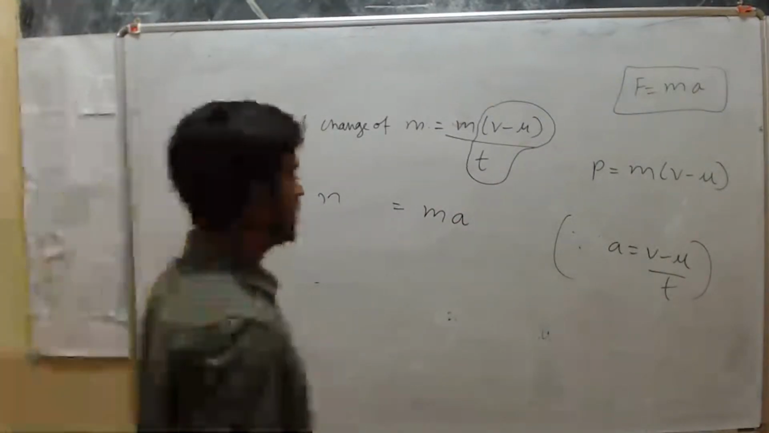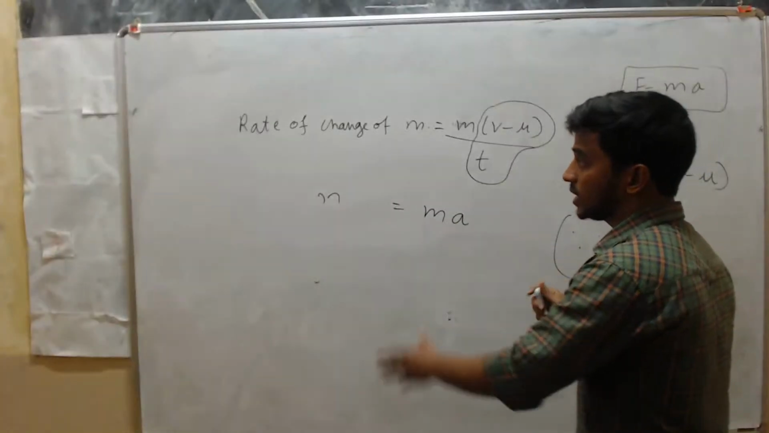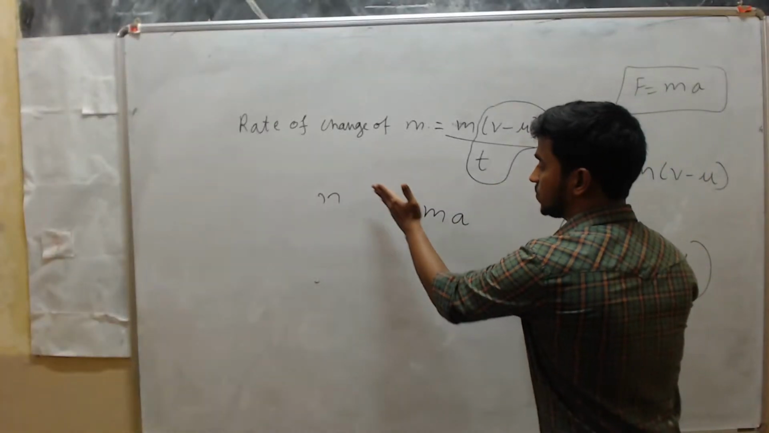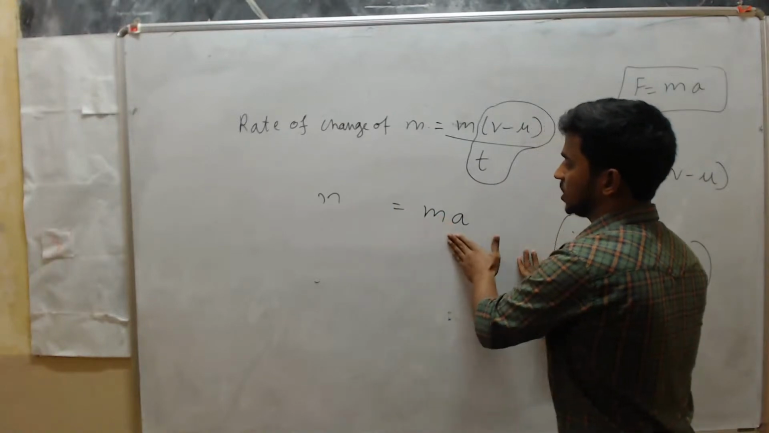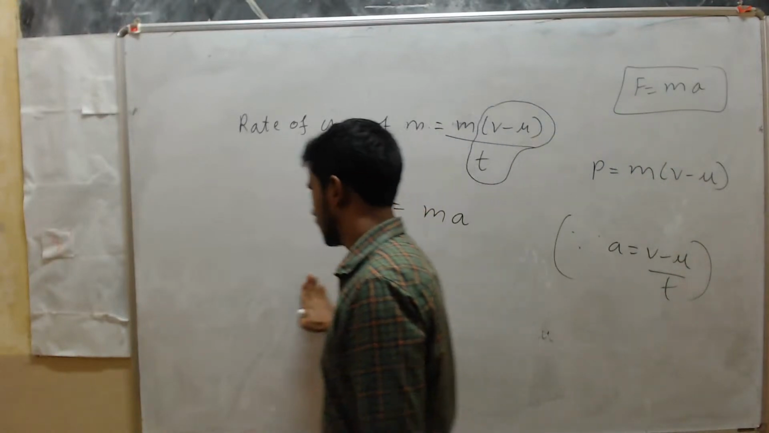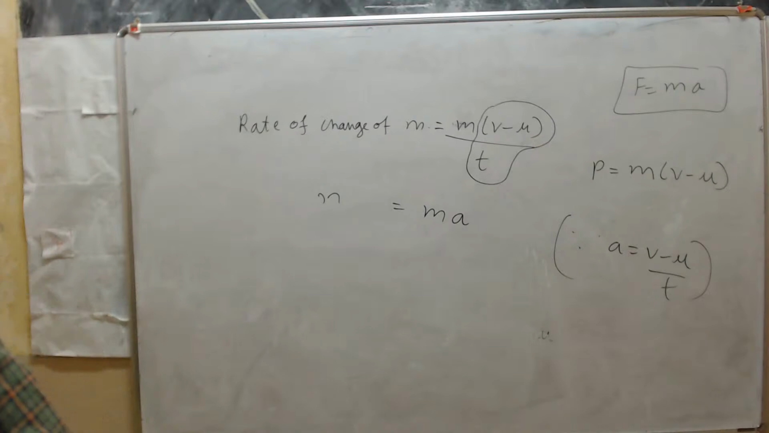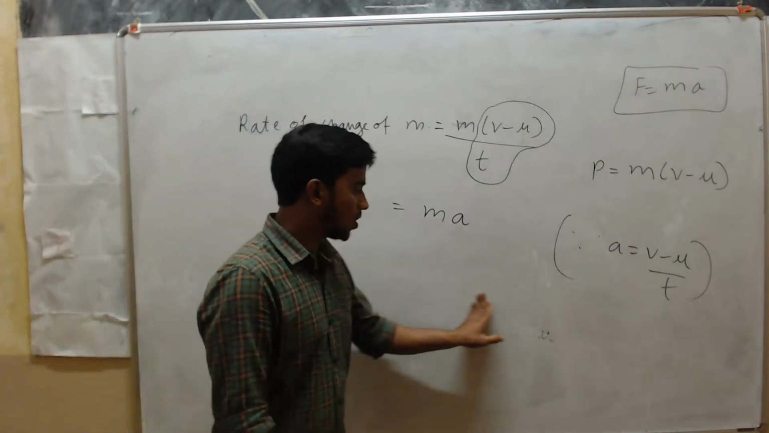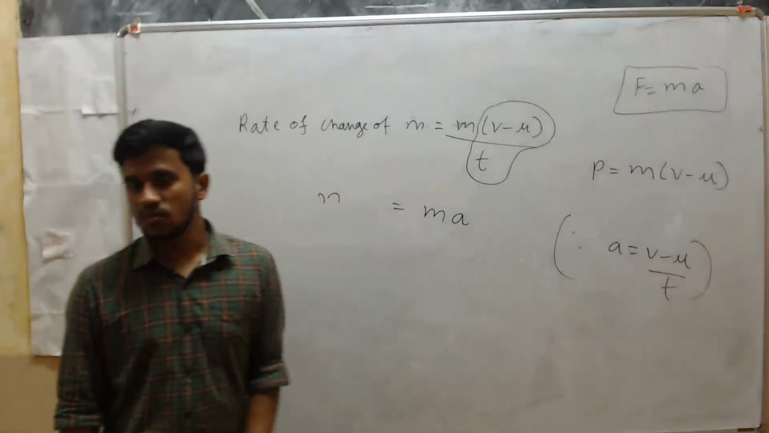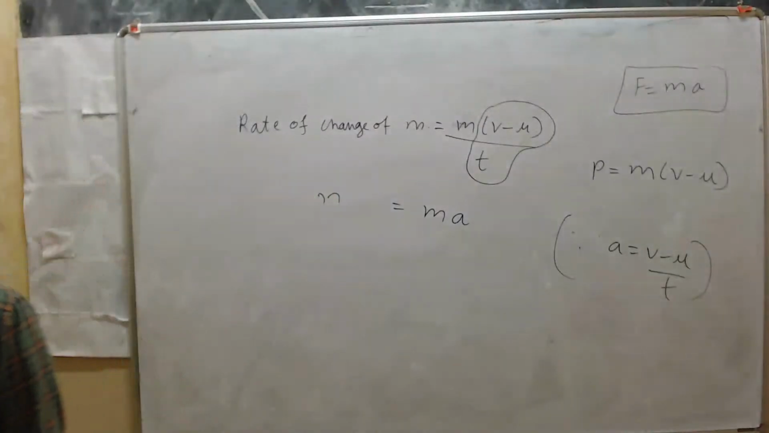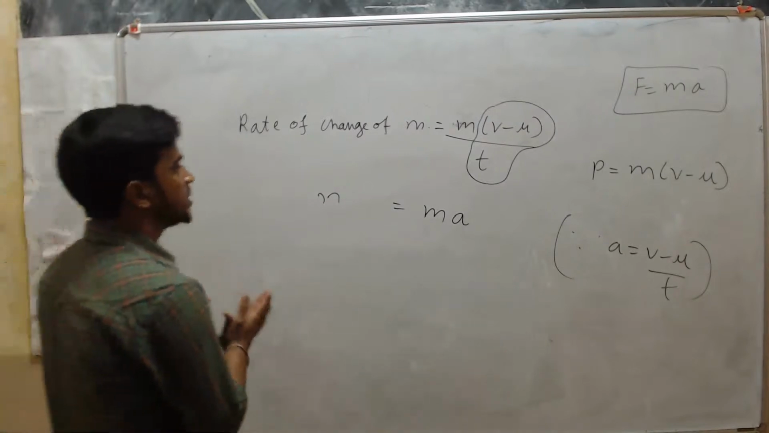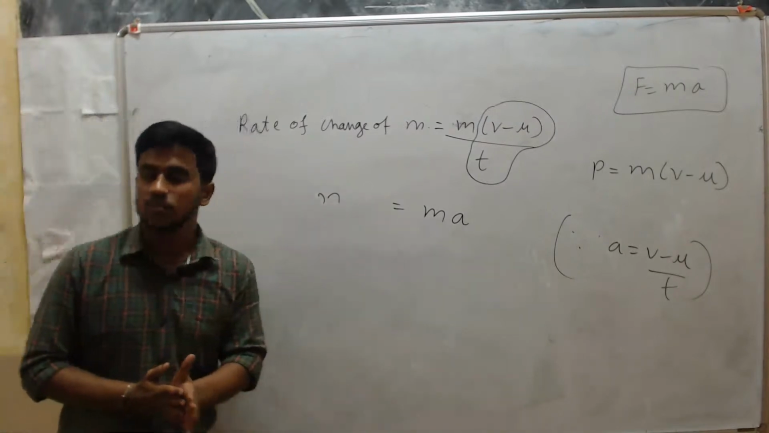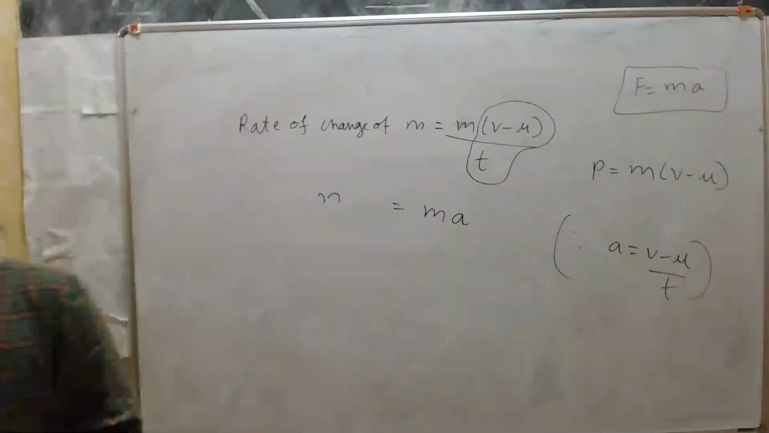So F is what we need, equal to m into a. But here we got the rate of change of momentum is equal to m into a. So what is the next step? Now, according to the second law of motion, what does it state? The rate of change of momentum is directly proportional to the applied force.